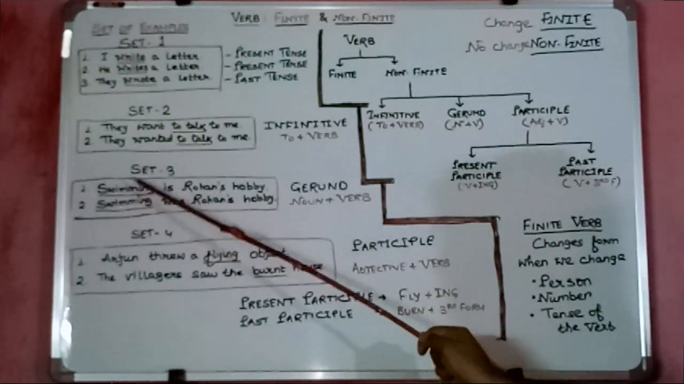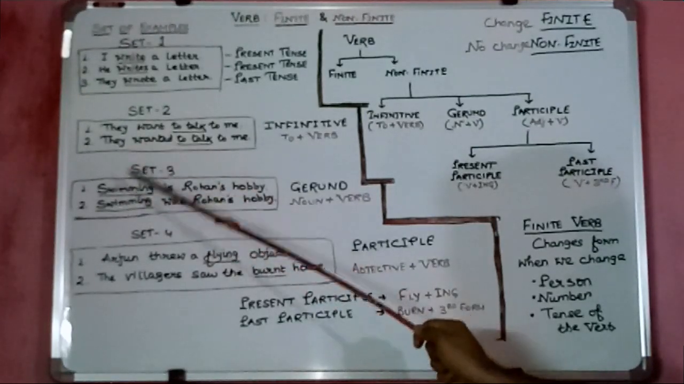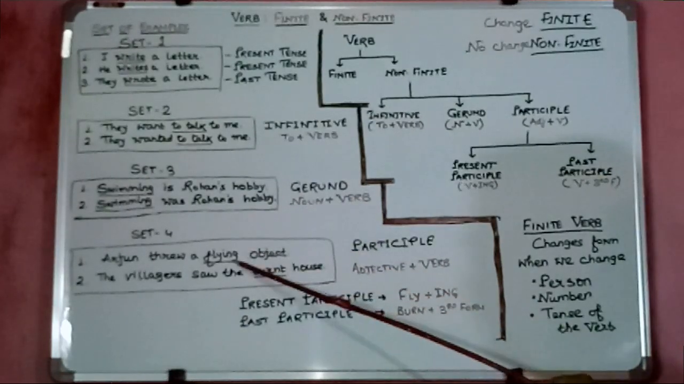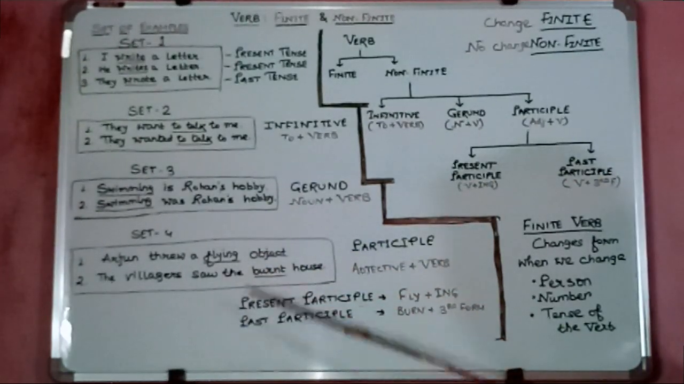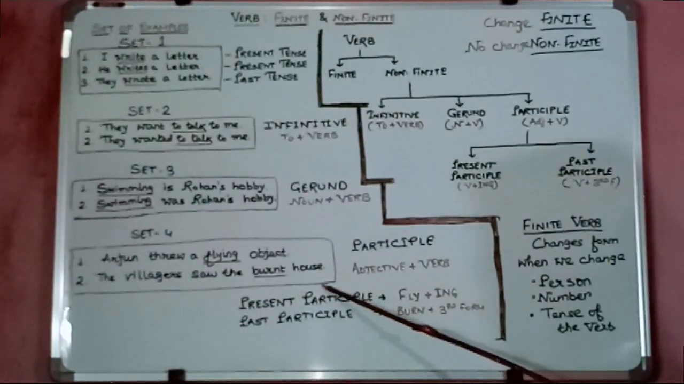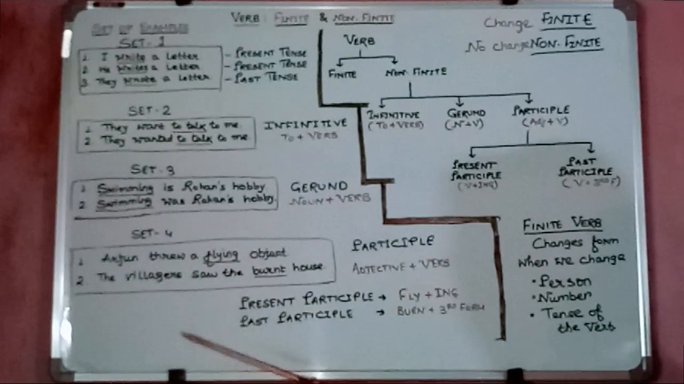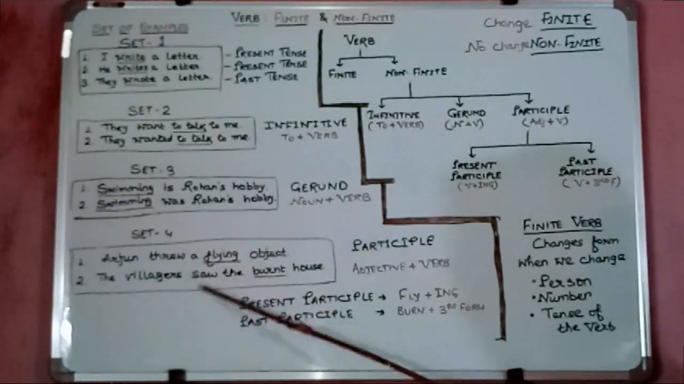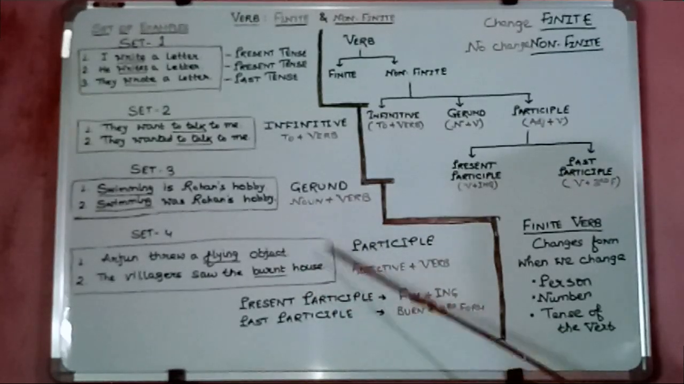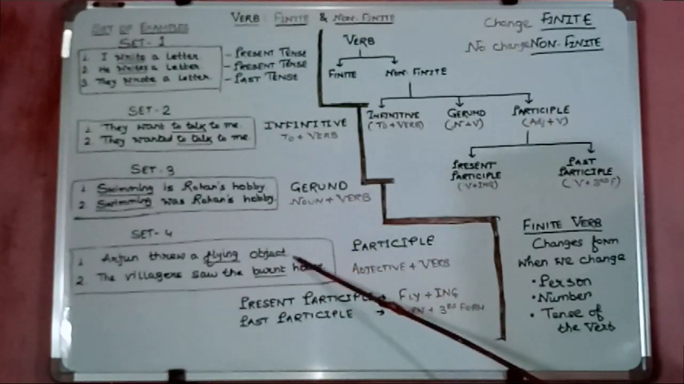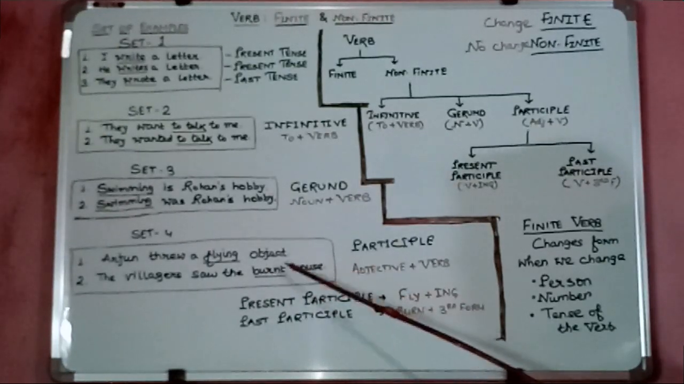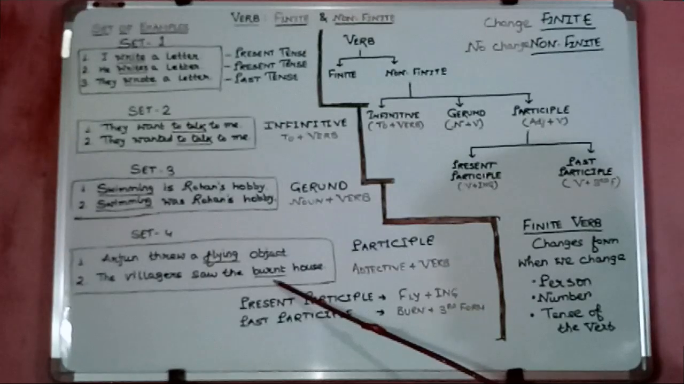So in gerund we have understood the verb will be acting as a noun. In participle the verb will act as an adjective. Now look at the next sentence. The villagers saw the burned house. Now what have the villagers seen? The villagers saw a house. Which type of house? Burned house. Now this particular noun is described by the word burned. Now when a word describes a noun, this is called an adjective.